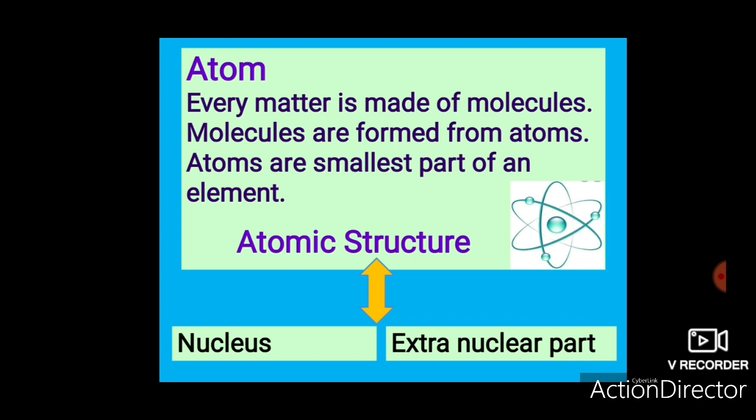Let's see the structure of an atom. An atom has a nucleus at its center, and the part outside the nucleus is called the extranuclear part. The whole mass of an atom remains concentrated at its center.